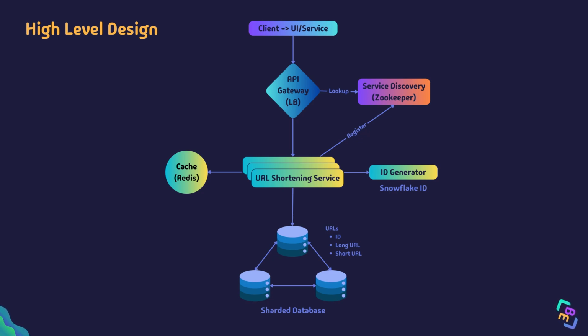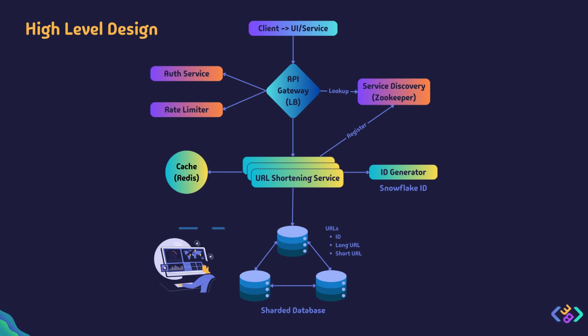For user authentication and rate limiting, we will build separate services or utilize some existing solutions. We will also have some monitoring solutions in place like Datadog or Grafana at the end to visualize the real-time traffic of our services. So this is the high-level architecture of our URL shortening service and the different components that we will build in this video series. So let's get up and running.